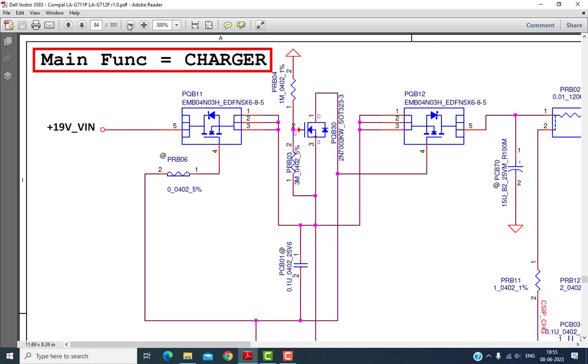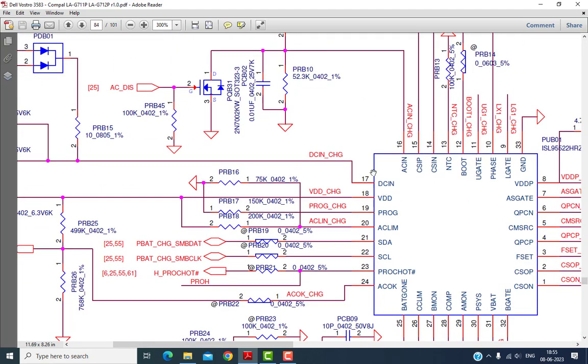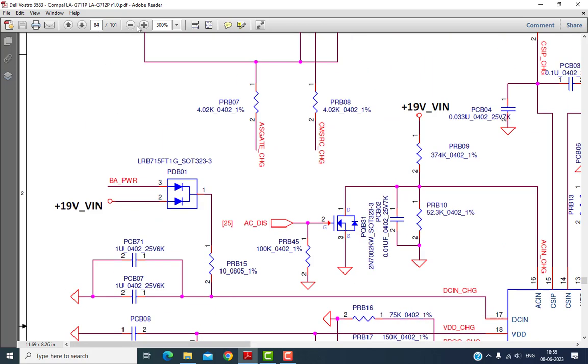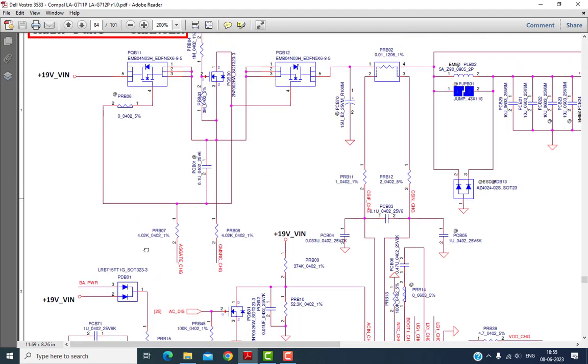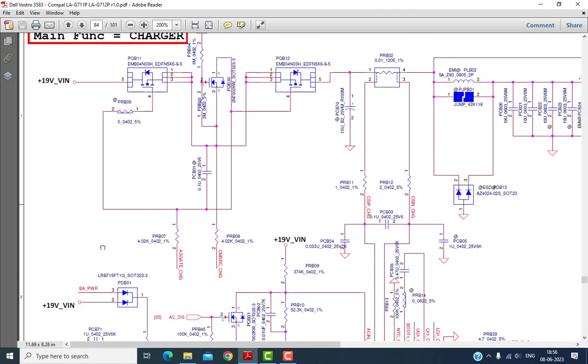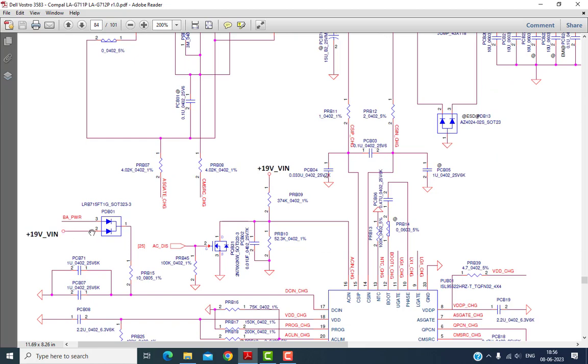Okay, and here is the battery charging chip, and here is also plus VIN 19. You can see plus V19 and plus V19, both pins. That means both pins are connected to each other. Plus V19 and plus V19 here also, that means both pins are connected to each other. That means the 19 volt entered into this diode.